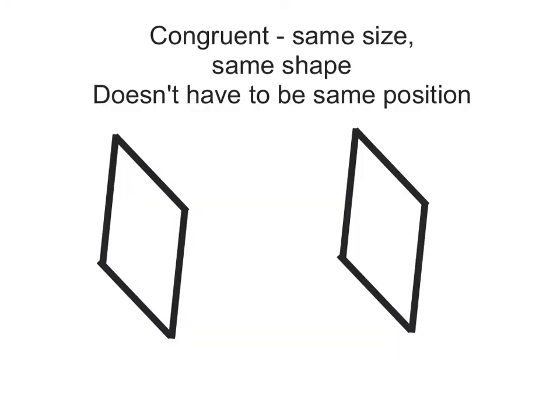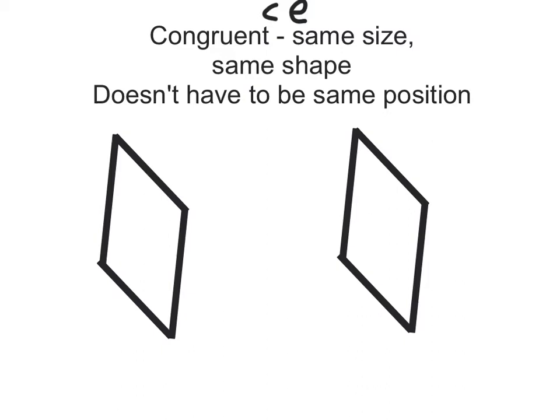Today's concept is being congruent, or congruence, if you would like that as well. That would be, instead of the T, it would be a CE at the end. Basically, being congruent or congruence means that it is something that is the same size and the same shape, but it doesn't necessarily have to be in the same position.